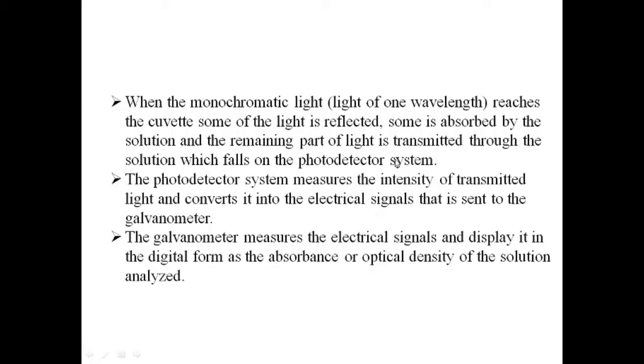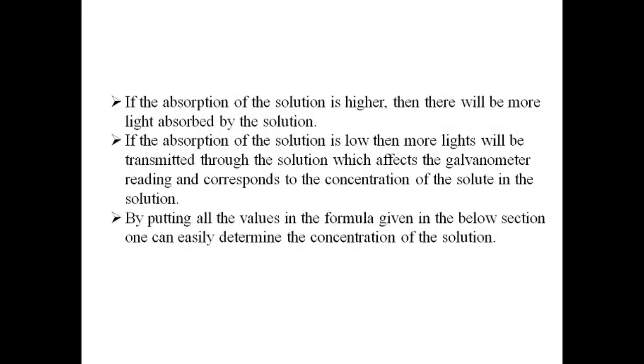photodetector system. The photodetector system measures the intensity of the transmitted light and converts it into an electrical signal that is sent to the galvanometer or a digital display device. This display device measures the electrical signal and displays it in digital form as the absorbance or optical density of the solution analyzed. So this way, from the light source to the display, the colorimeter works.